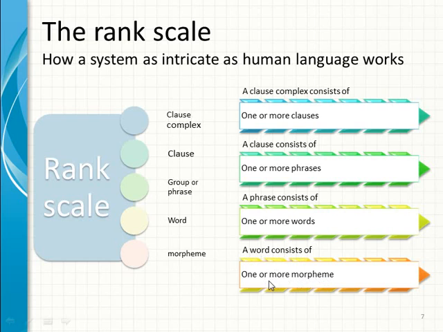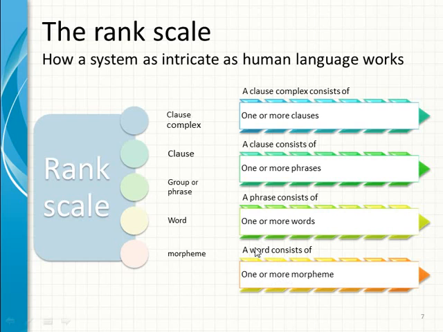like the word sleep, for example. Sleep is one morpheme and also one word, but one word can be more than one morpheme, like sleeping. It's a word but with two morphemes, sleep and -ing.